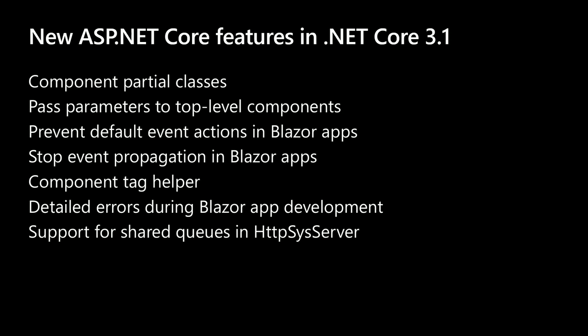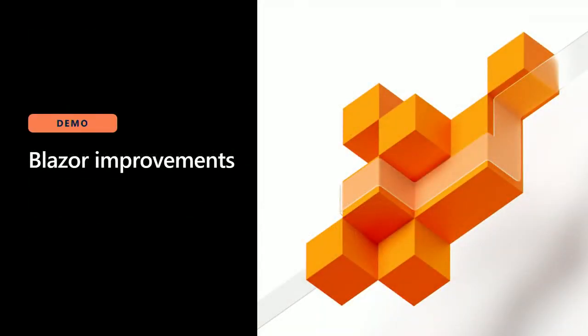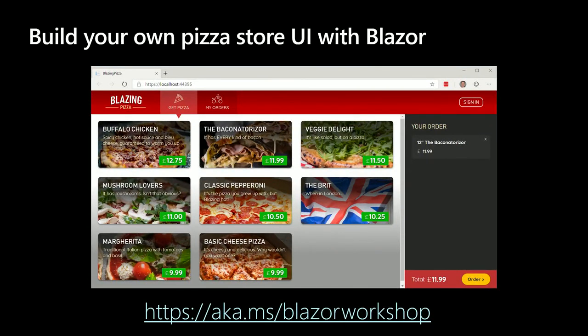We have a new component tag helper, so it's easier to use components in your views and pages. The error experience is better. Lots of great stuff to check out there. If you haven't seen it, go check out the blog posts on these features. They're pretty cool. And if you want to learn more about Blazor, like become a Blazor expert, go to the Blazor workshop. It's a full pizza store app that you can work through in maybe half a day to a day and learn all the ins and outs of the Blazor programming model, aka.ms/blazorworkshop.